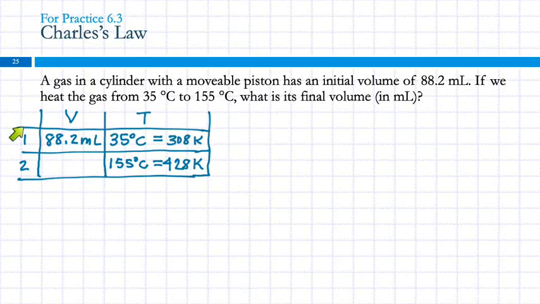So here I've got my little table, and I have one blank. And this is asking, what's the final volume? And that matches up with my blank. I'm going to call this V2. So this is V1 and T1. V2 is unknown, and here's T2. Any questions about that?